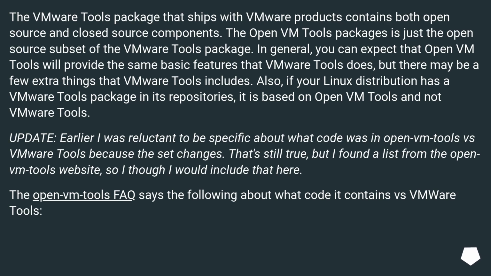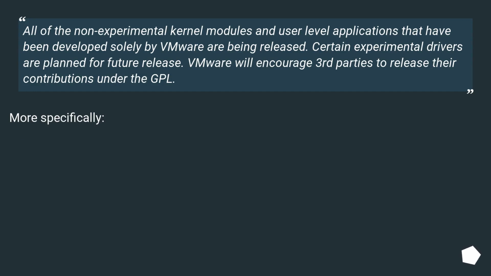Update: earlier I was reluctant to be specific about what code was in Open VM-Tools versus VMware-Tools because the set changes. That's still true, but I found a list from the Open VM-Tools website, so I thought I would include that here. The Open VM-Tools FAQ says the following about what code it contains versus VMware-Tools. All of the non-experimental kernel modules and user-level applications that have been developed solely by VMware are being released. Certain experimental drivers are planned for future release. VMware will encourage third parties to release their contributions under the GPL.